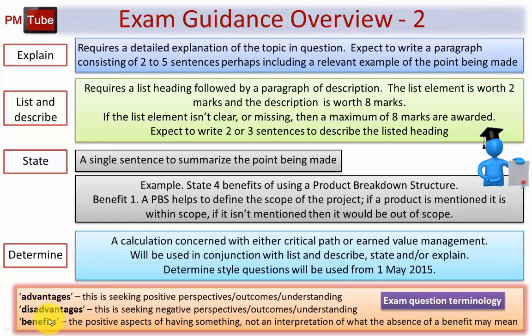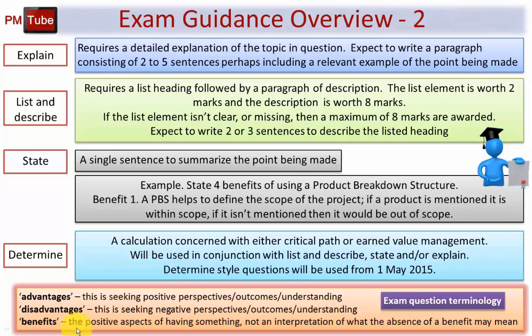It's very important to understand this exam question terminology, as many delegates confuse them in the actual exam. So for example, if a question asks you to state 5 advantages of a particular topic, what they're after is a positive perspective or an outcome or an understanding. Please be aware that an advantage is different to a benefit. Continuing, a disadvantage is seeking a negative perspective, outcome or an understanding of a particular aspect.